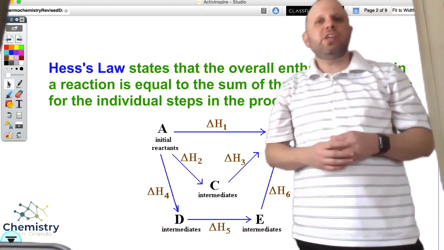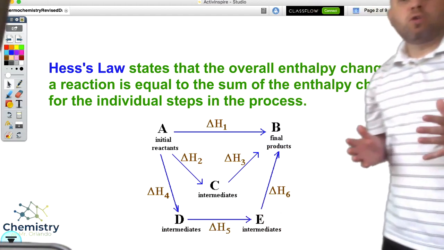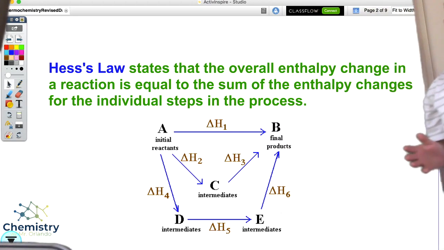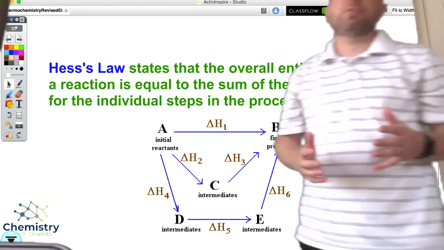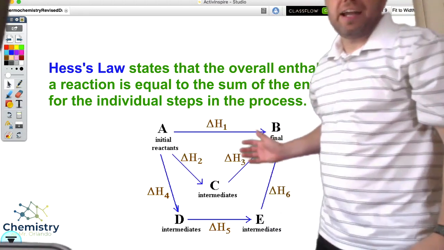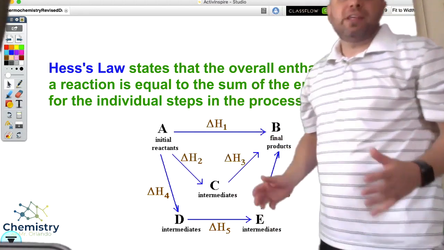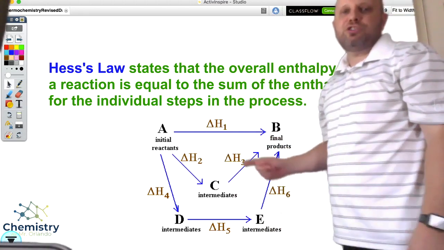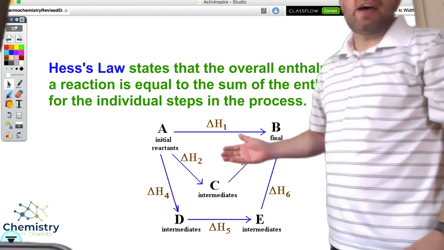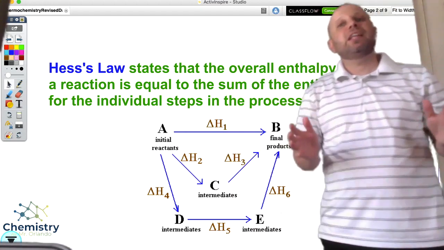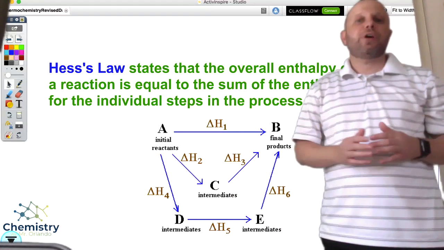As you can see, Hess's Law states that the overall enthalpy change in a reaction is equal to the sum of the enthalpy changes for the individual steps in that process. What this little diagram down here is trying to show us is this: if we have a reaction, A goes to B, there's a certain delta H value, just like we calculated last week, associated with that reaction.